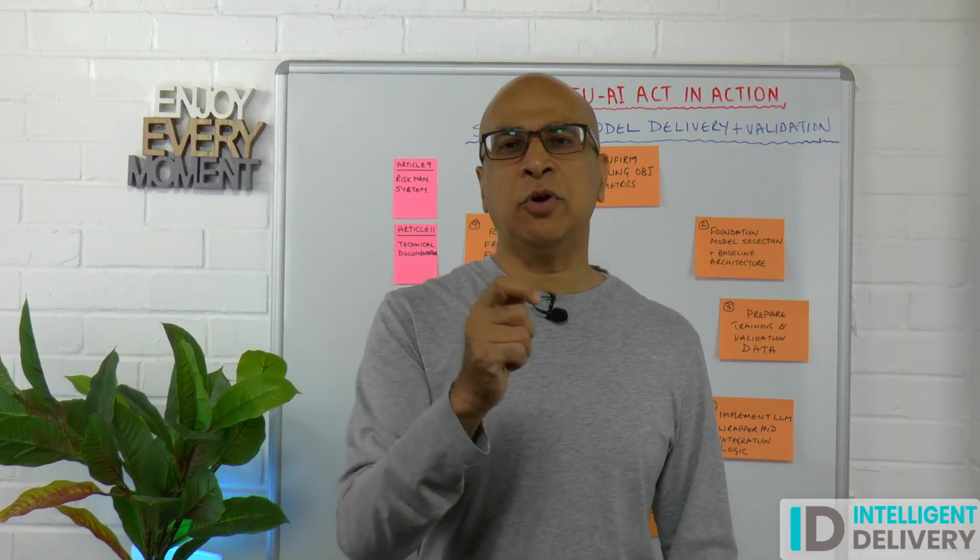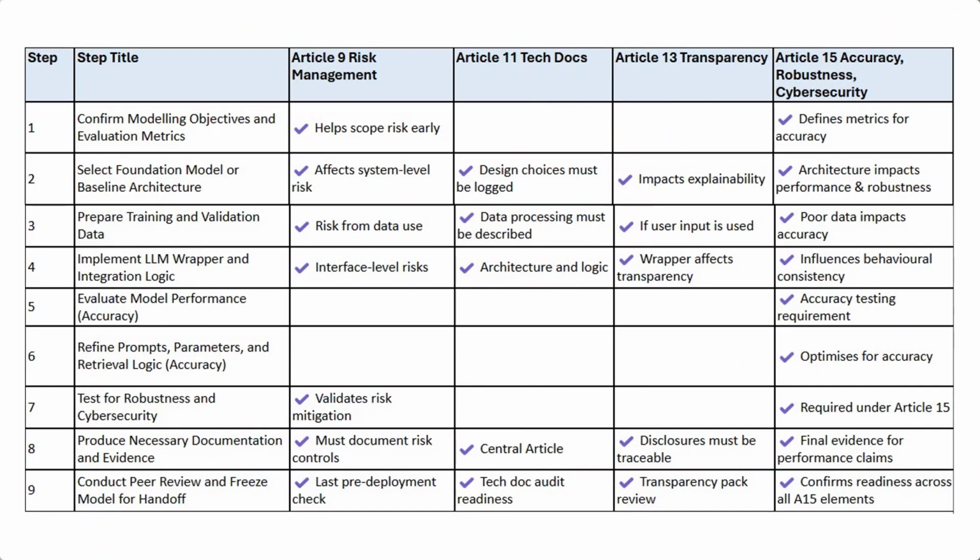Okay, so if you look on the screen, you're going to see a table that outlines how the 4 articles apply to these 9 steps. I'm going to go through the top 3 to give you an idea, and then you can do the remainder at your own leisure by taking a screenshot. Okay, so number 1, confirming the modeling objectives and evaluation metrics. Obviously, risk management, Article 9, because this helps us to scope the risk really early, and Article 15, where we can define the metrics for the accuracy.